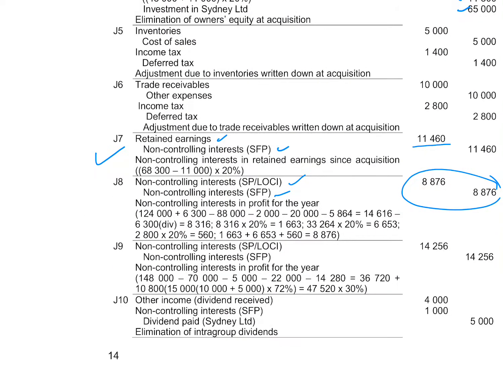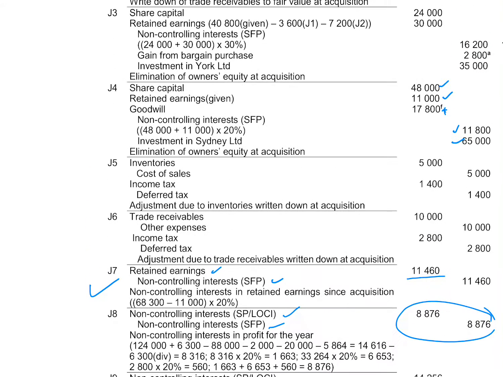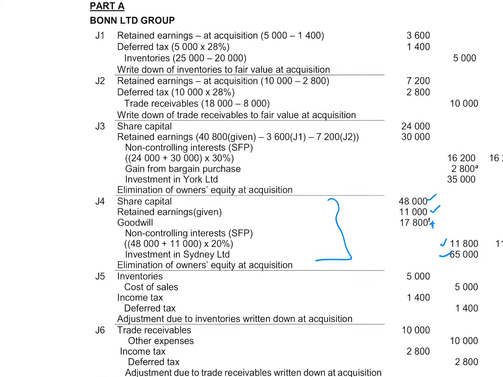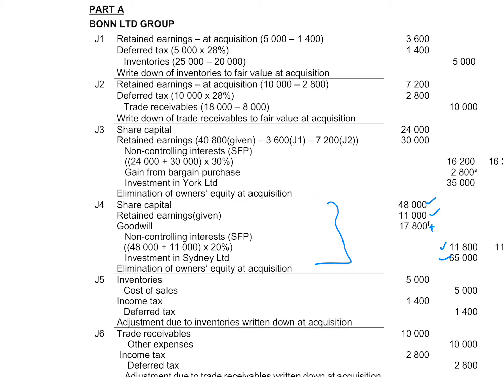Right, then there is the issue of the gain on bargain purchase. Remember, the gain on bargain purchase, we have already recognized it when we were eliminating the shareholders' equity. The gain on bargain purchase was recognized on the previous journal. There it is there, 2,800.